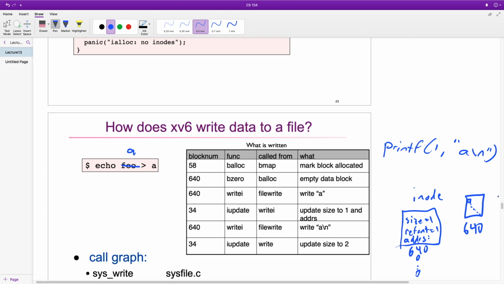Oh, we're now too big. Do we have to update the address block here? No, because we're just still using the same block here, Brett.